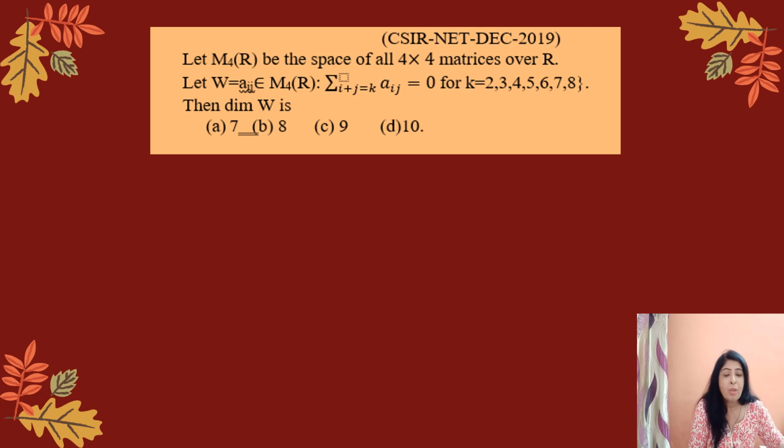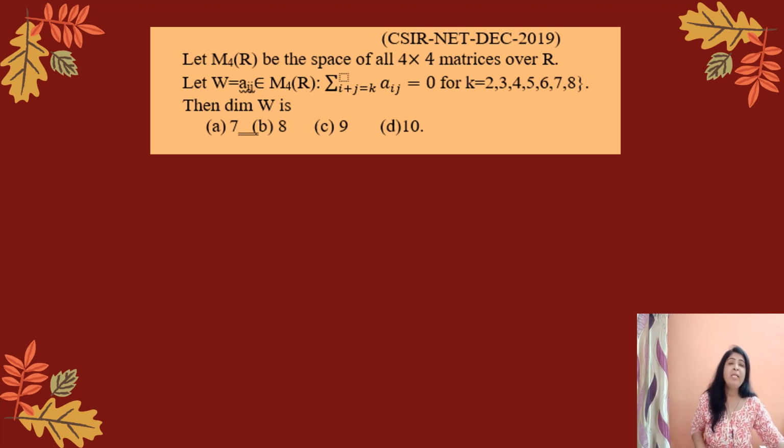Now let us take up another example. This question was asked at CSIR NET December 2019. Let M4R be the space of all 4 by 4 matrices over R. So M4R is the space of all 4 by 4 matrices, and let W be the set of Aij belonging to M4R with the sum of Aij over i plus j equal to k, for k equal to 2, 3, 4, 5, 6, 7, 8. Then you have to find the dimension of W. So dimension of W means the number of basis elements of W.